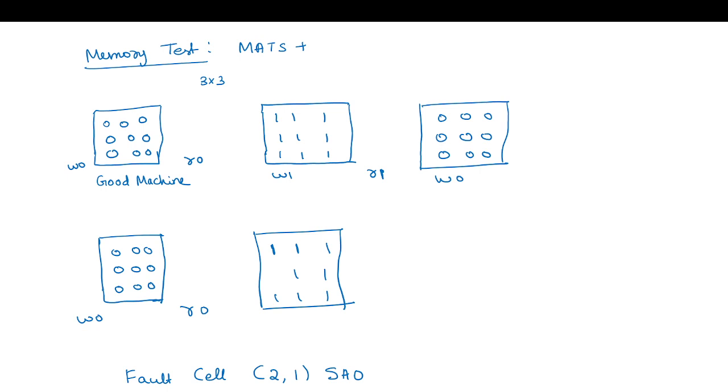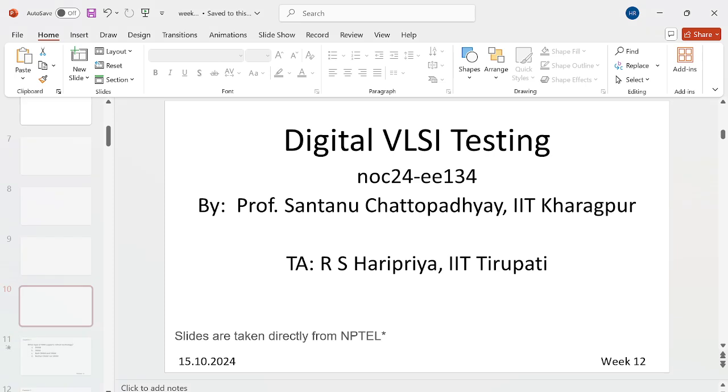This is the cell which is 2 comma 1. So it remains in the 0 state. So we can identify this fault when we are reading the 1. Next, again, we have to write 0. So in this way, the fault in the 2 comma 1 cell stuck at 0 can be identified when we are reading the 1. So again, we will see one more example. So I'll just add one more slide.